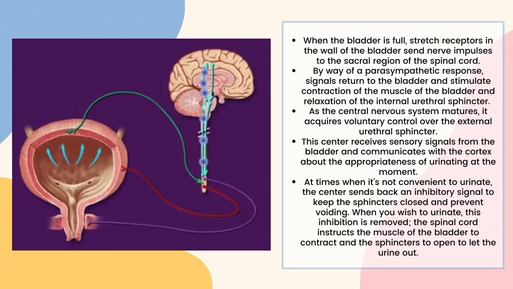Basically, urination is controlled mainly by the micturition center in the pons. This center receives sensory signals from the bladder and communicates with the cortex about the appropriateness of urinating at the moment. At times, when it's not convenient to urinate, the center sends back an inhibitory signal to keep the sphincters closed and prevent voiding. But when you wish to urinate, this inhibition is removed.